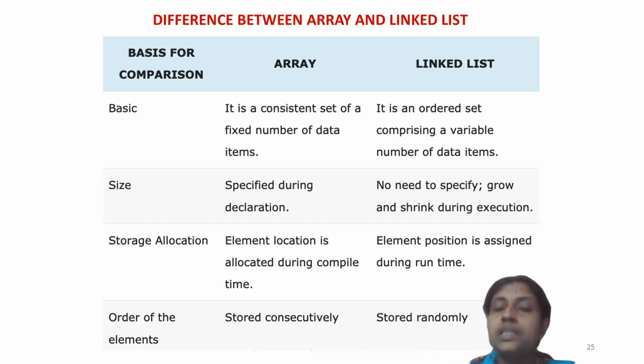When it comes to linked list, element position is assigned during the runtime. Whenever a node is inserted, only at that time our storage allocation will take place. And the order of elements, how they are stored: arrays are stored continuously. If it is an array of 5, 5 continuous locations will be allocated and it will store continuously. But when it comes to linked list, it is stored randomly.